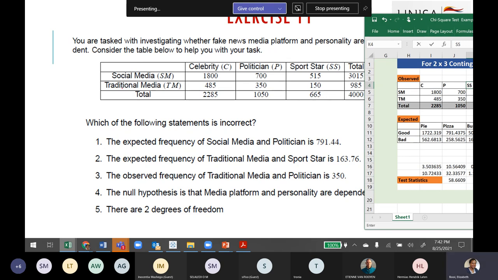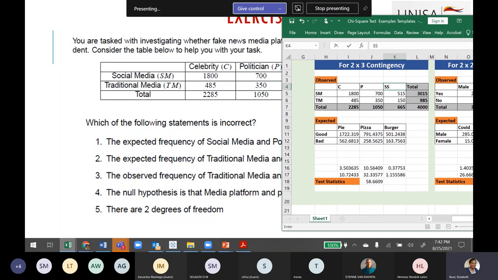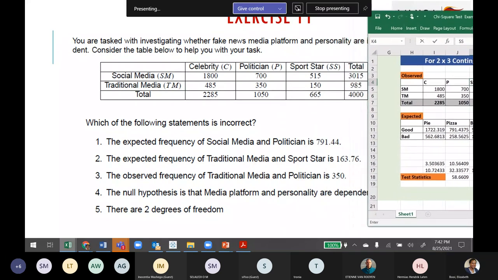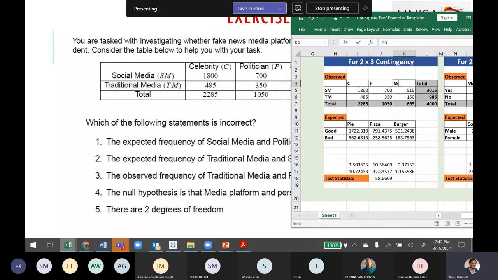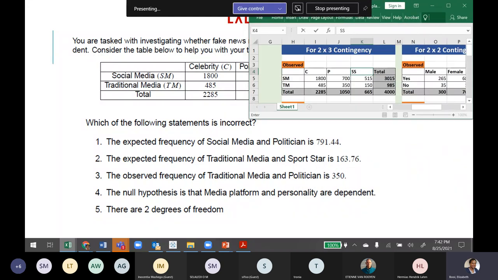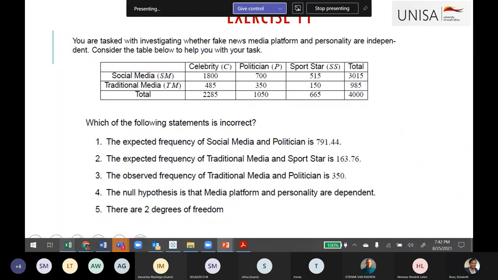The expected of traditional media and sports star is 450. That's the last column. So it is 163.76. I think when you round it off, you'll get 76. So that is correct. The observed, meaning the values that you were given originally, the observed frequency for traditional and politician is 350. So that is correct. We know that that is correct, that is correct, that is correct.